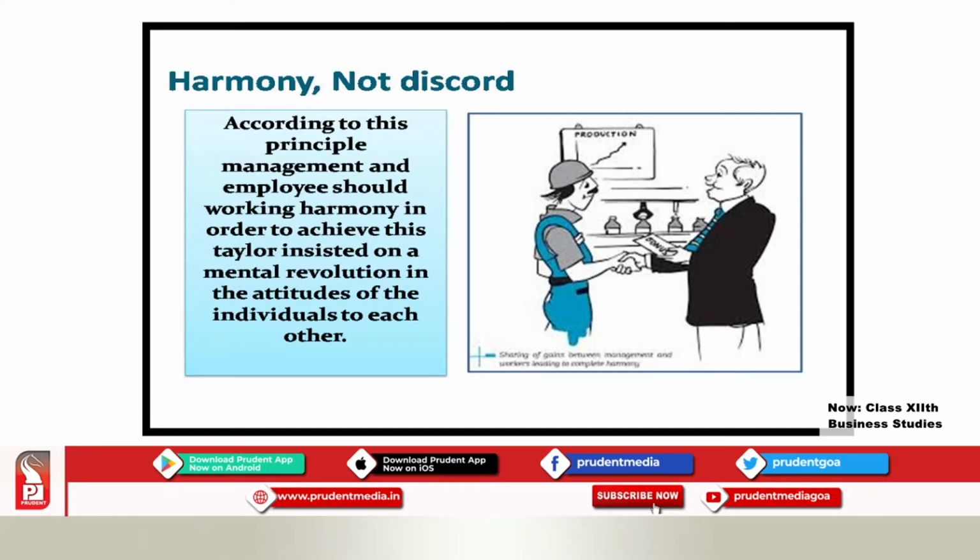There should not be discord between the management and the employees. There should be a harmonious relationship. There should be proper give and take. There should be mutual understanding between the workers, employees, and the management. This is what Frederick Taylor speaks about.